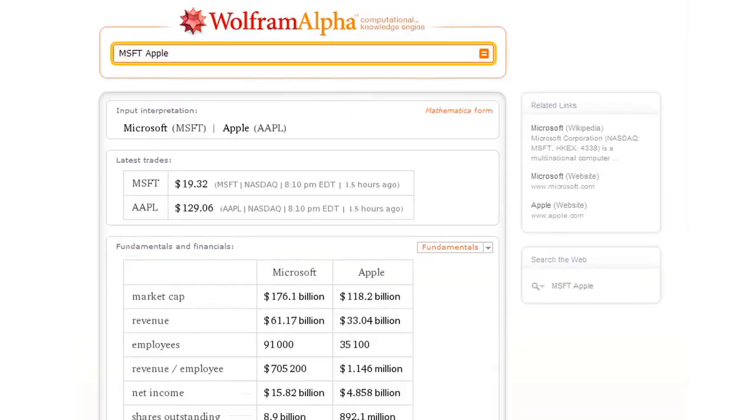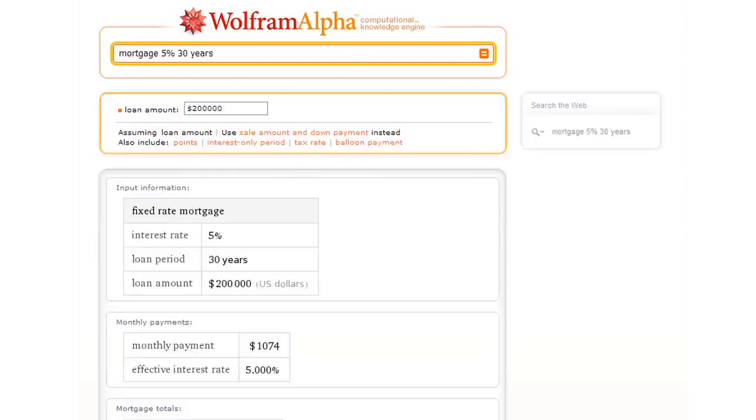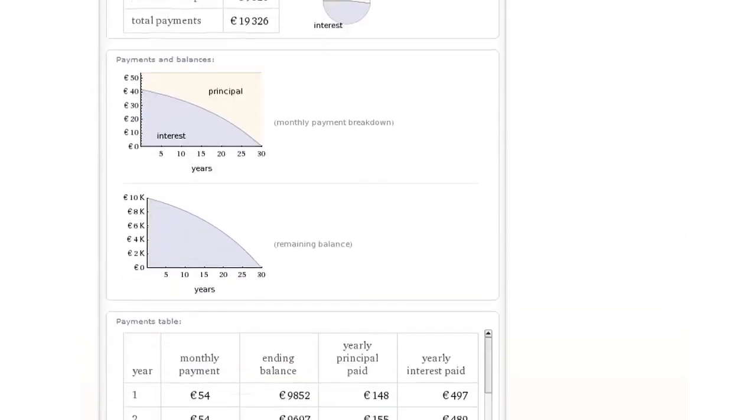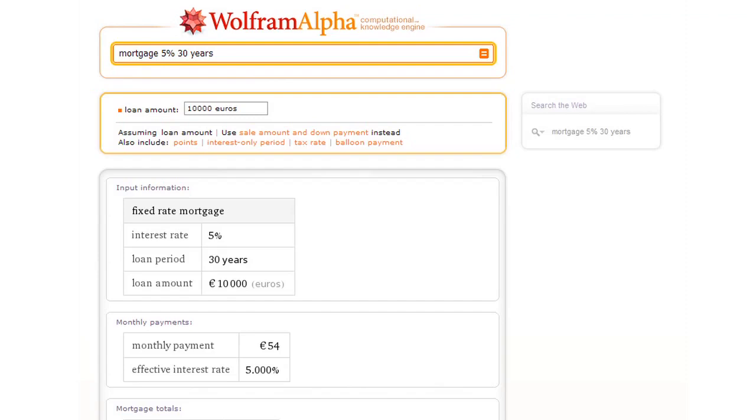Well, how about another simple financial computation? Let's say a mortgage, 5%, 30 years. So Wolfram Alpha will now have to fill in a loan amount. We can change that loan amount if we'd like to. Let's say 10,000 euros. Now Wolfram Alpha can calculate everything about that mortgage and give us a payment table and all sorts of other things. Or how about asking about a bond?